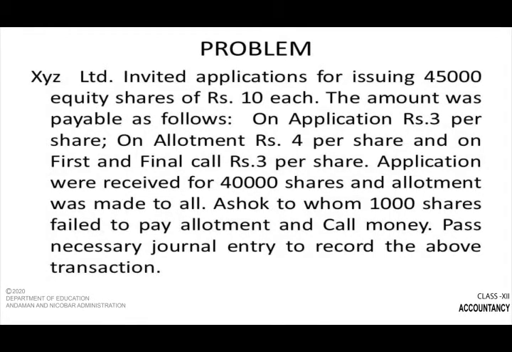XYZ Limited invited applications for issuing 45,000 equity shares of ₹10 each. The amount was payable as follows: on application ₹3, on allotment ₹4 per share, and on first and final call ₹3 per share. Applications were received for 40,000 shares and allotment was made to all. Ashok, to whom 1,000 shares were allotted, failed to pay allotment and call money. Pass necessary journal entries to record the above transactions.